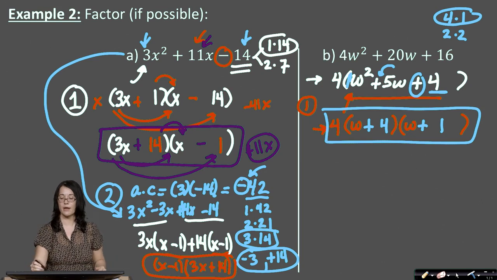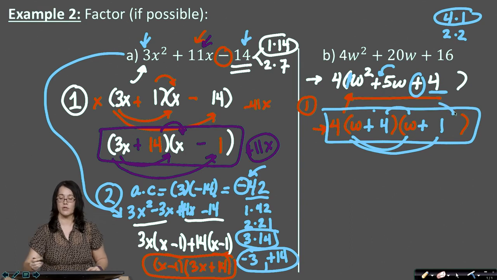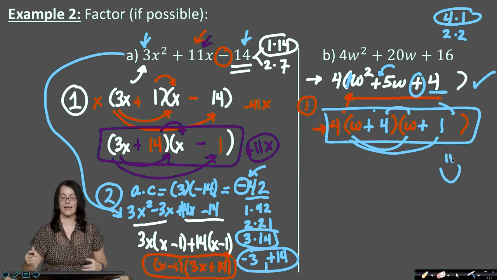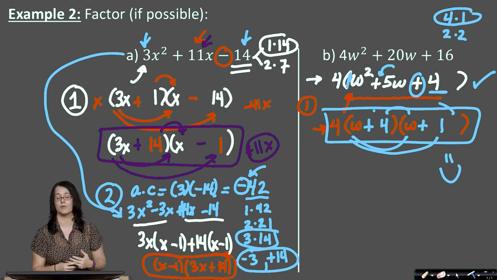You can know you're right by FOILing it out: w squared, we get w plus 4w, which is 5w, and we get 4, which is what we had right here. Then redistribute the 4, and you're back to where you started. So you can know you are right. And again, this would actually produce 2 x-intercepts on a graph. The 4 itself would not produce an x-intercept, but would affect how fast it's growing.